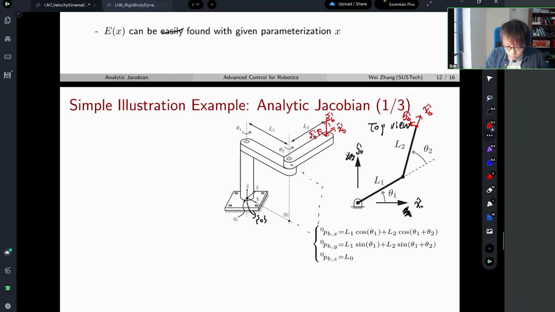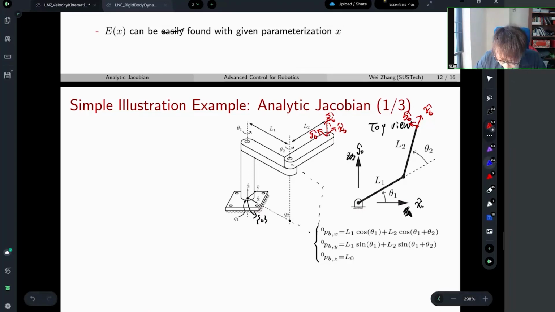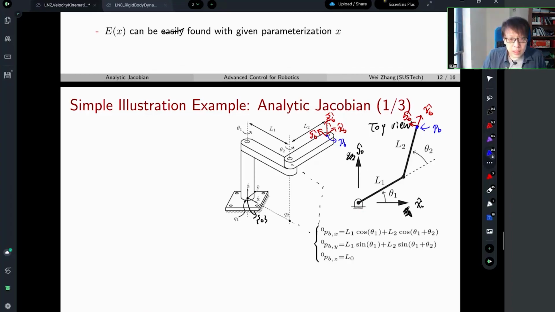And we can use simple high school geometry to find the coordinates of this point, let's call it P of B, the origin of the B frame. This B frame origin has an inertial frame coordinate, given by this formula. Of course, we ignore the thickness of this box. This is L0, so the two arms are all at the same Z coordinate, L0. So the Z coordinate of P is L0, and the XY coordinates are given by these two equations. I hope that's fine. I'm not going to derive it.